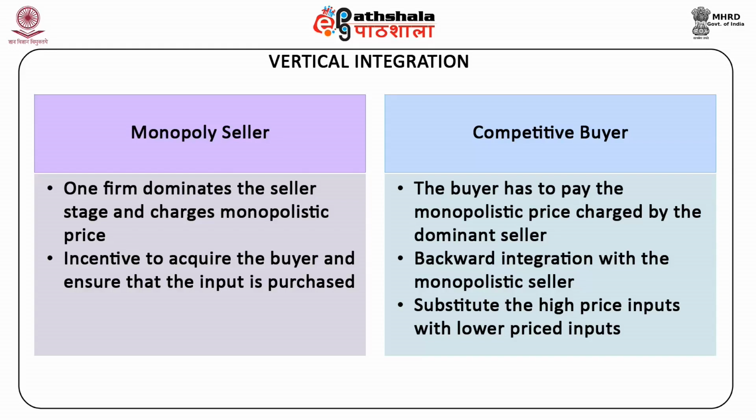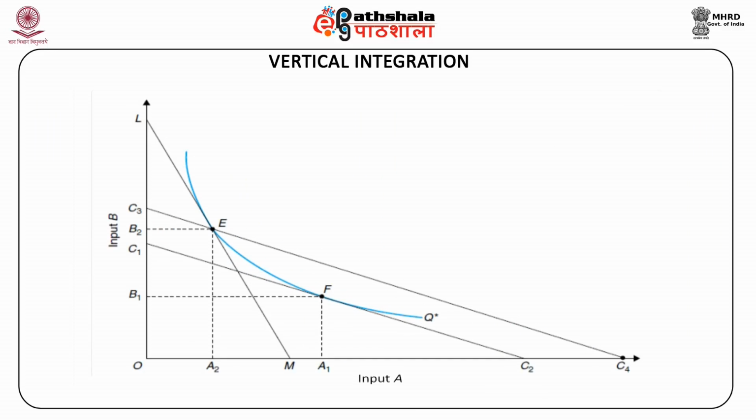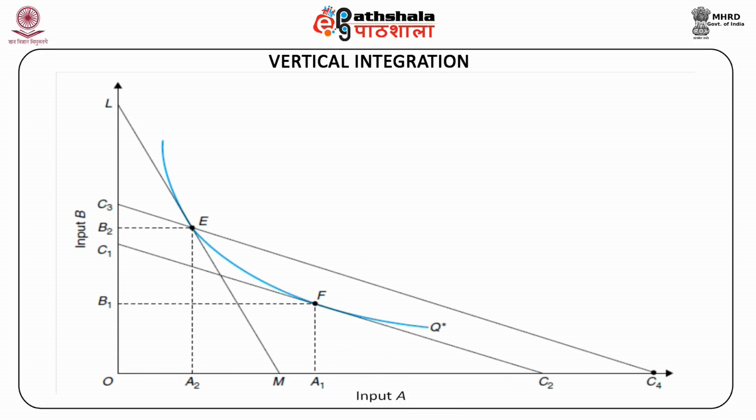This would limit the market power of the dominant seller. In turn, the seller may have an incentive to acquire the buyer and ensure that the input is purchased. We can graphically show the input options available to the stage 2, that is buyers, to produce the output.